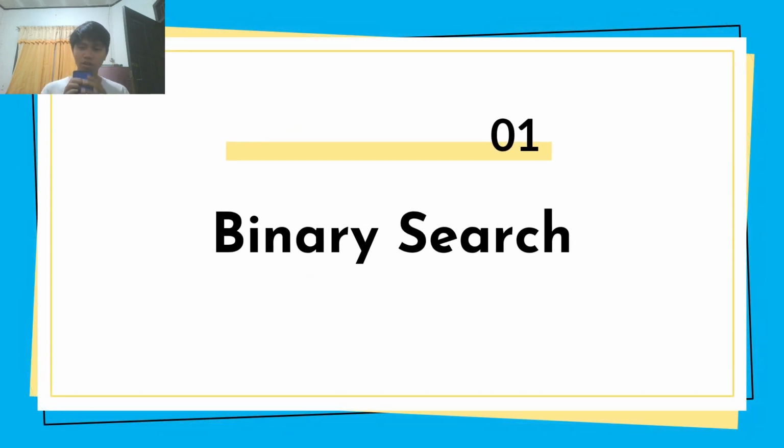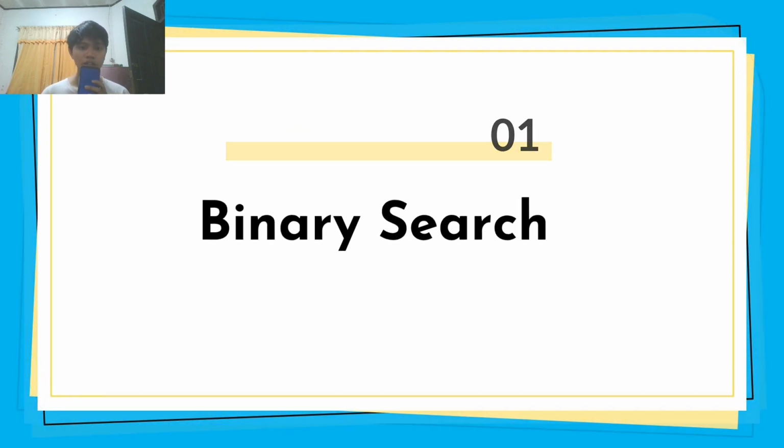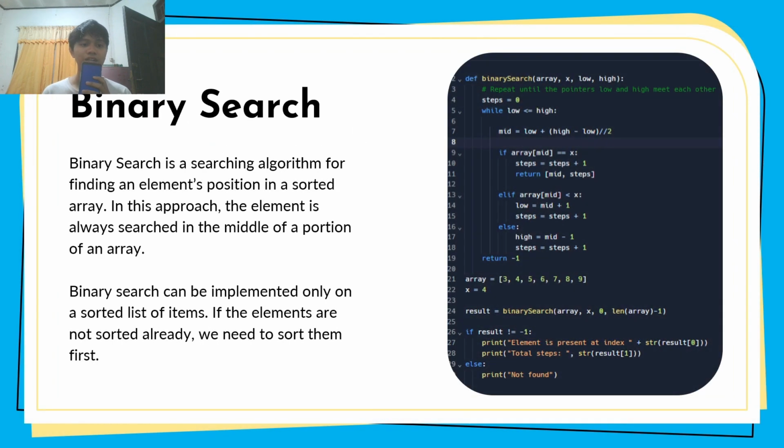First, binary search. What is a binary search? Binary search is a searching algorithm for finding an element's position in a sorted array. In this approach, the element is always searched in the middle of a portion of an array. Binary search can be implemented on a sorted list of items. If the elements are not sorted already, we need to sort them first, of course.